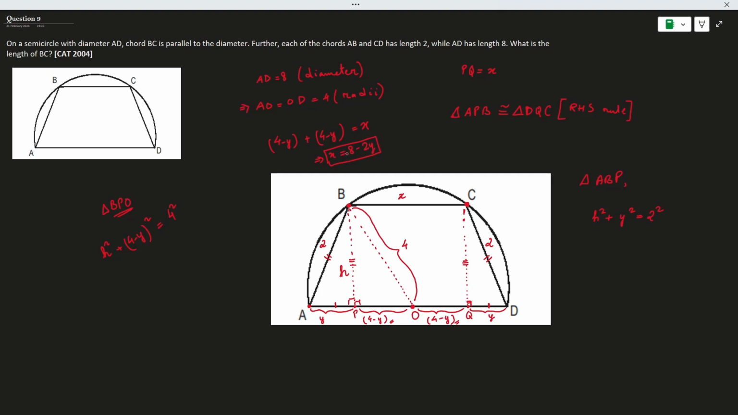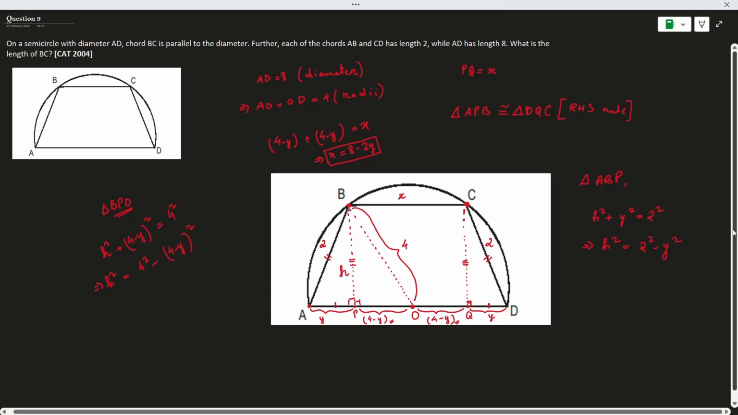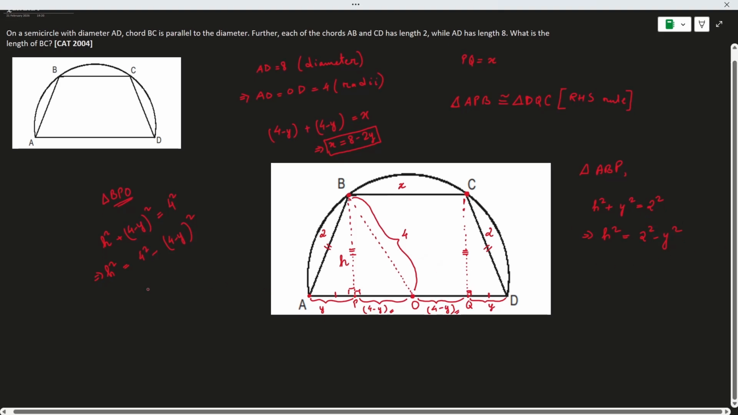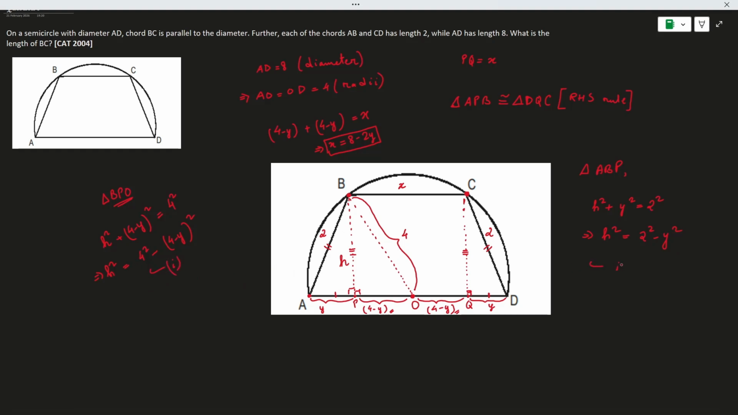So from the earlier two equations, I will have to eliminate h. It's very easy to eliminate h, right? From here I can say h square is equal to 4 square minus 4 minus y whole square, and from here I can say h square is equal to 2 square minus y square. So both will be equal, right? This is equation 1, equation 2.